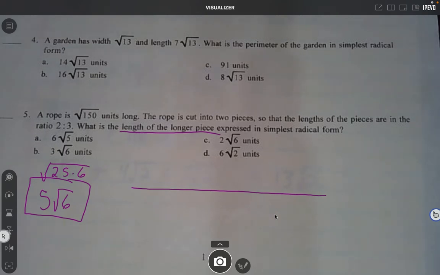Now, let's look at this row. And they want me to cut it into 2 pieces. I'm going to cut it right here, where we're going to say this is a 2 to 3 ratio. Now look at the number 5. This side is 2. This side is what? 3. Doesn't that add up to 5? So I'm thinking this side is my 2 square root of 6. This side is my 3 square root of 6. What's the longer side? 3 square root of 6. Okay? That one's kind of weird.